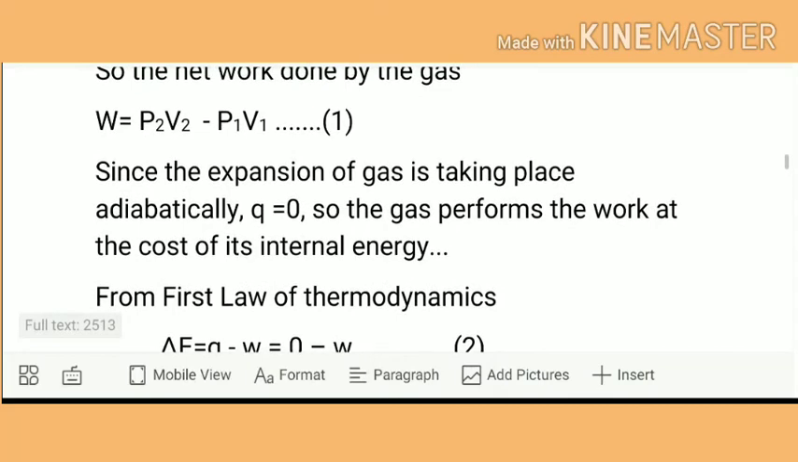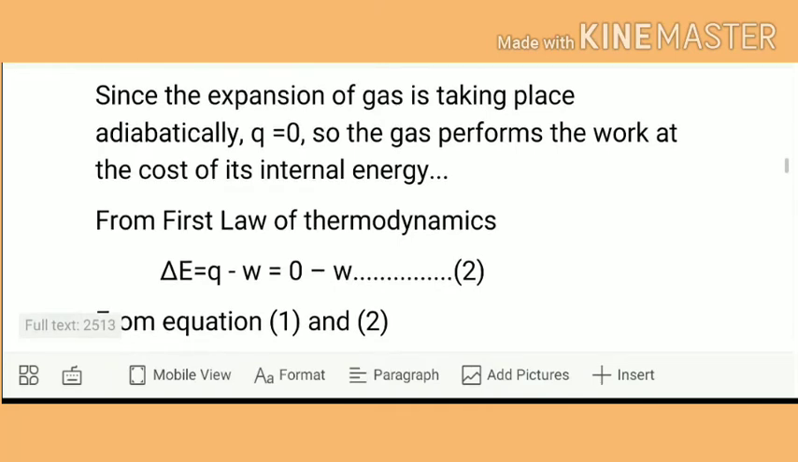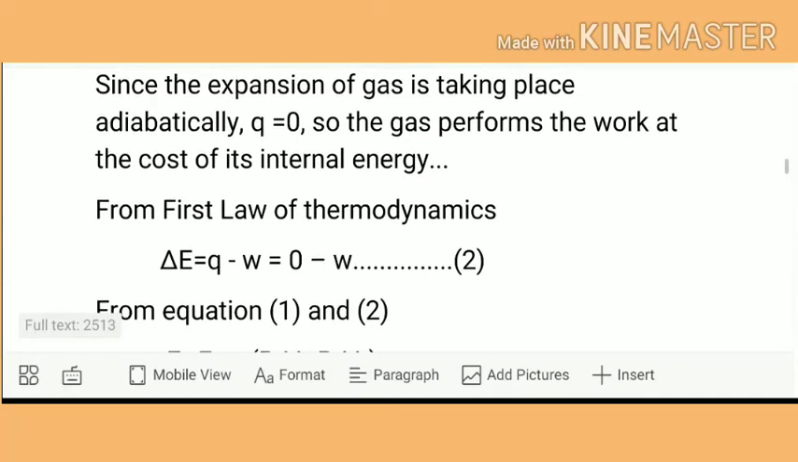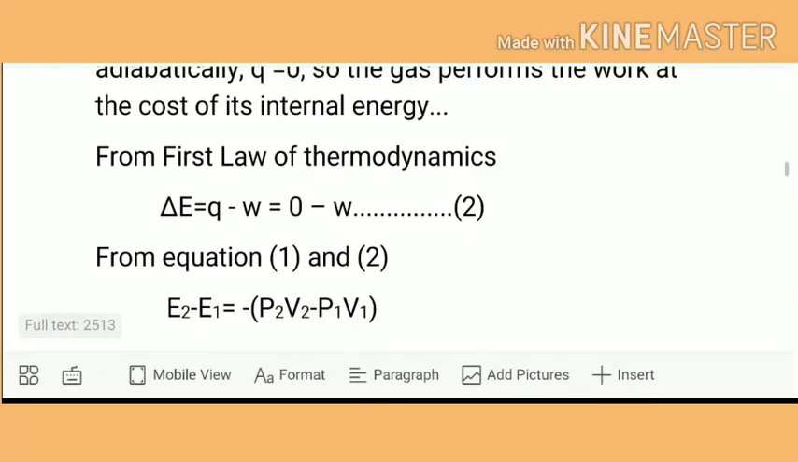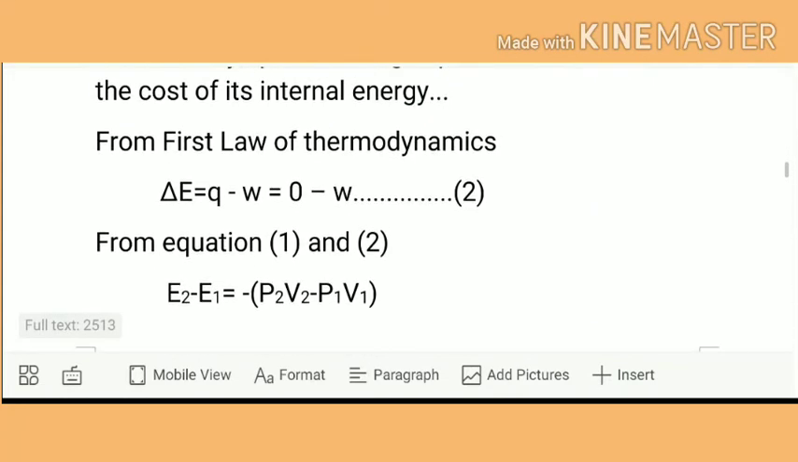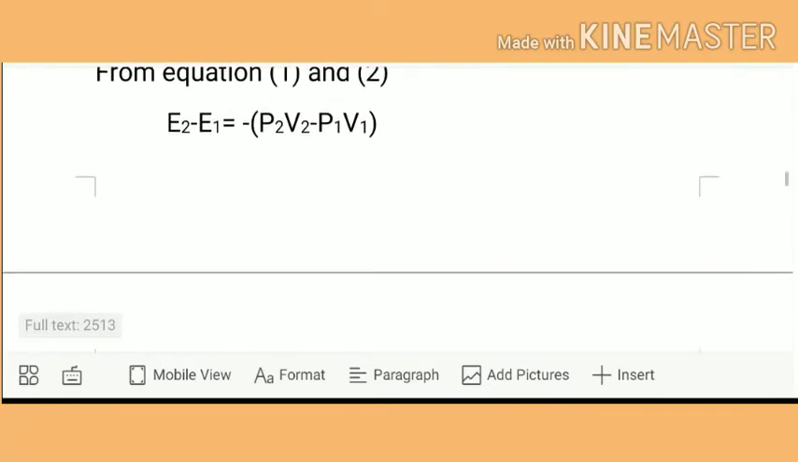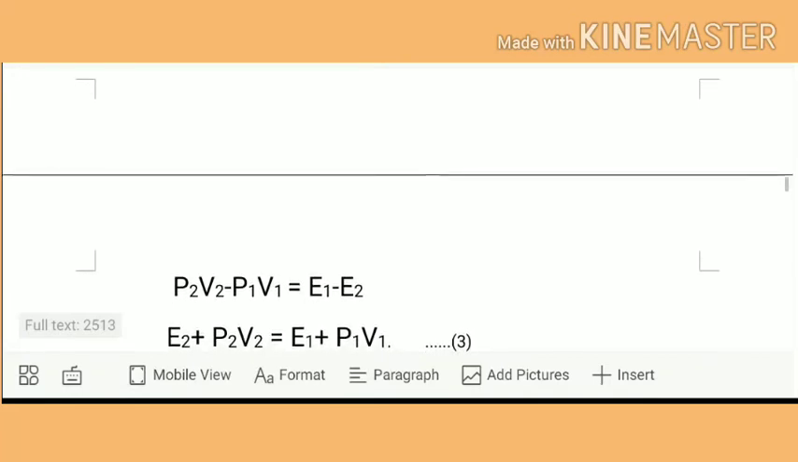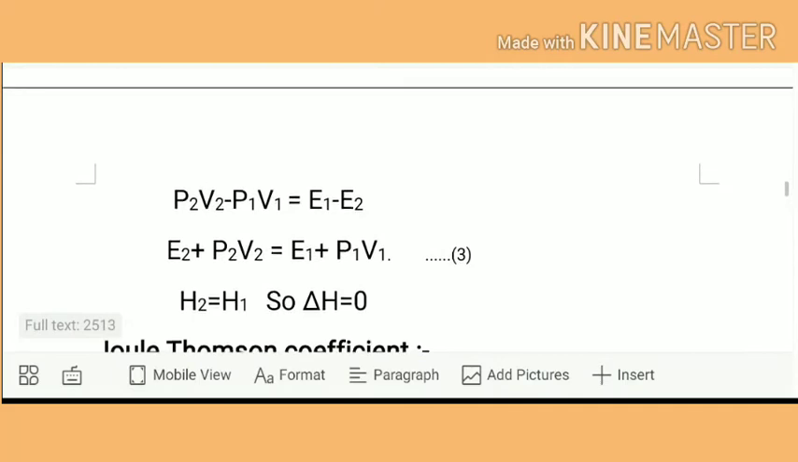So the gas performs the work at the cost of its internal energy. From the first law of thermodynamics, you know that del E is equal to Q minus W, and here Q is 0. So we get del E is equal to minus W. Putting the value of W, which is P2 V2 minus P1 V1, and del E is equal to E2 minus E1, by rearranging this equation we get P2 V2 minus P1 V1 is equal to E1 minus E2, and E2 plus P2 V2 is equal to E1 plus P1 V1.